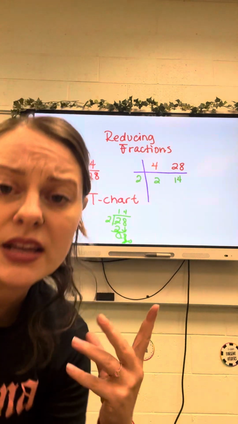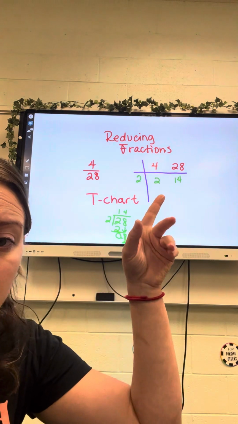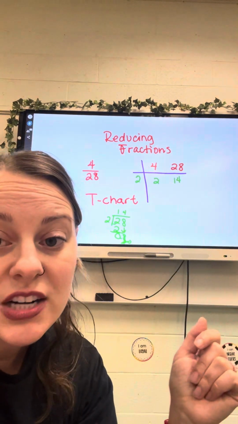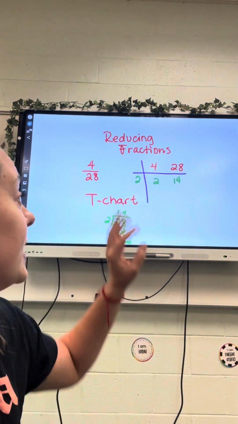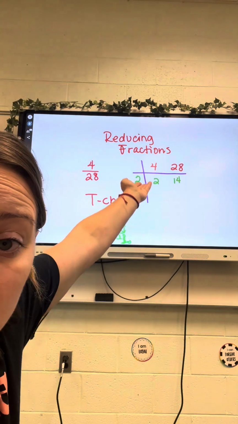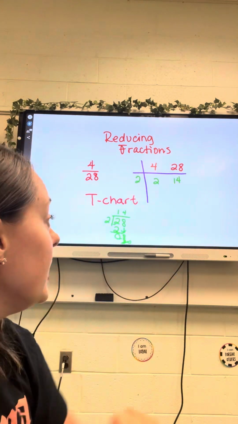Now, looking at that number, that is not a reduced fraction, but it is an equivalent fraction. So if they were asking you for an equivalent fraction, you could also do a T-chart, and instead of 4 over 28, an equivalent fraction could be 2 over 14. Okay, but we're not done.